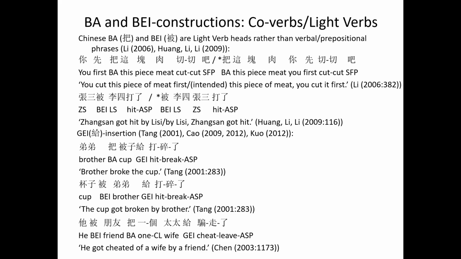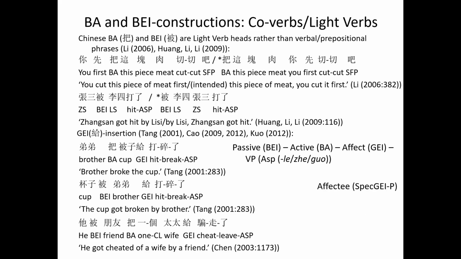Gěi marks the lexical verb phrase, 把一个太太给骗走了. The cartographic arrangement seems to be something like this. There's a verb phrase where there can be an aspectual marker. The three main aspectual morphemes in Mandarin are le, zhe, and guo. Above it we have gěi, which denotes some kind of affectedness. It has been analyzed as an affect marker. Above that we have bǎ, which can be analyzed as an active morpheme. And above that we've got bèi, which seems to be a passive morpheme.